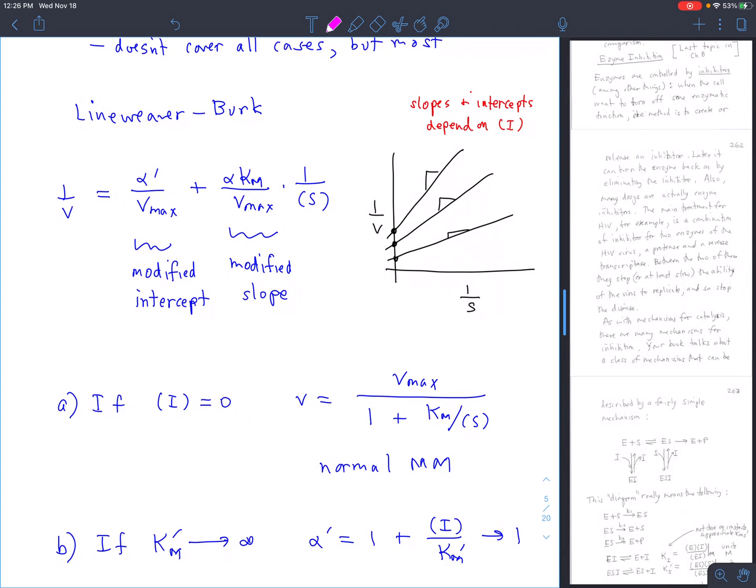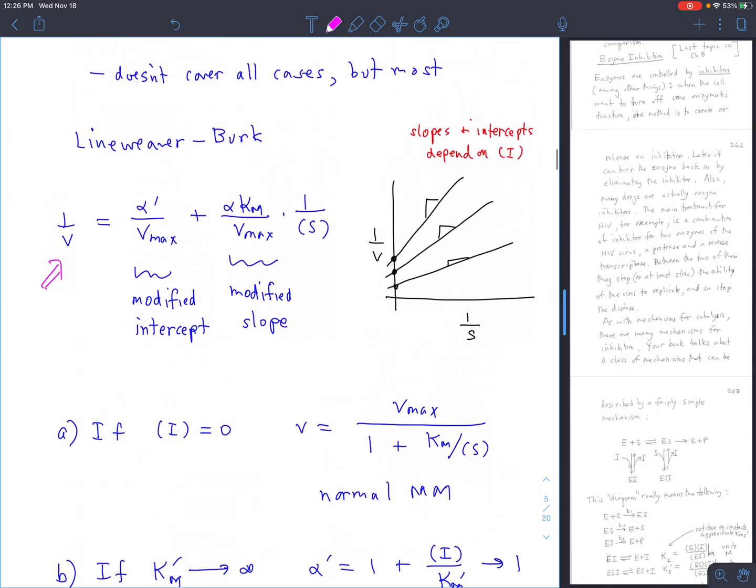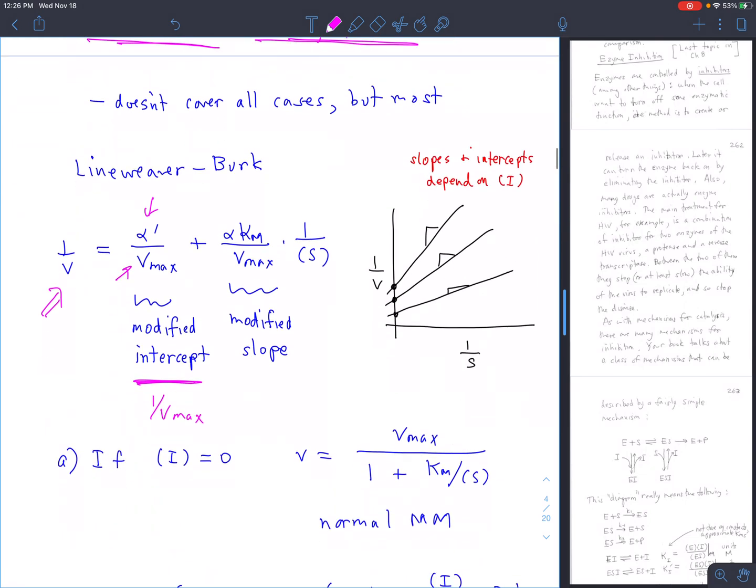There is a Lineweaver-Burk version of this same thing, and you get that by taking 1 over V on this side and 1 over this expression on this side. And that gives you alpha prime over Vmax for the intercept. Normally this would be 1 over Vmax for normal Michaelis-Menten, but now it's alpha prime over Vmax. And remember that alpha prime over here depends on the inhibitor concentration and is generally bigger than 1. So in other words, the intercept is going to get bigger and bigger as, according to this term, the inhibitor concentration goes up.